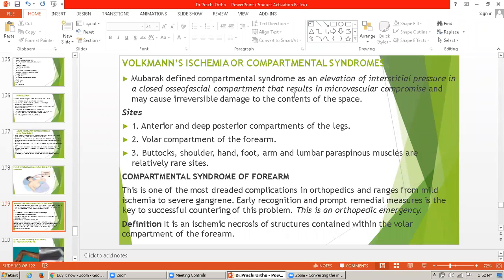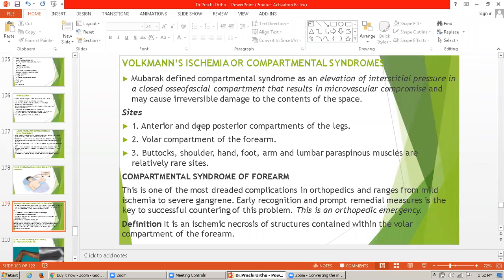Mubarak defined compartmental syndrome as an elevation of interstitial pressure in a closed osseofascial compartment that results in microvascular compromise and may cause irreversible damage to the content of the space.